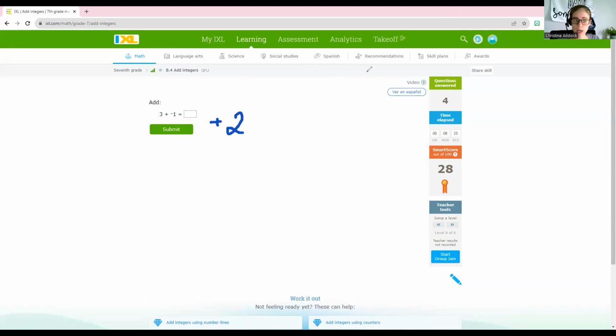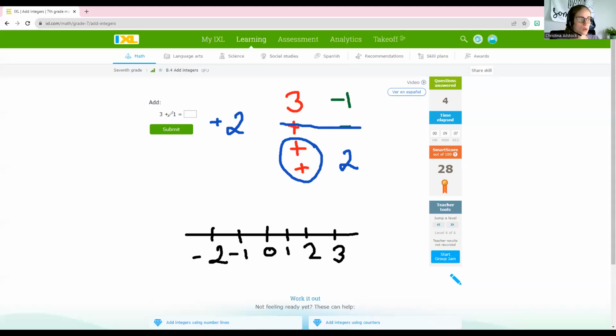If we want to work this out using counters, we have a +3, so 3 positives, and we have a -1, so 1 negative. We look for any 0 pairs that can cancel. Positive and minus, that's a 0 pair that cancels out. And what are we left with? 2 positives. And then if we use a number line, we would say we start at 3. And then we're adding a -1. So we're taking that -1 away. So we go back 1, and that lands us at our answer of 2.